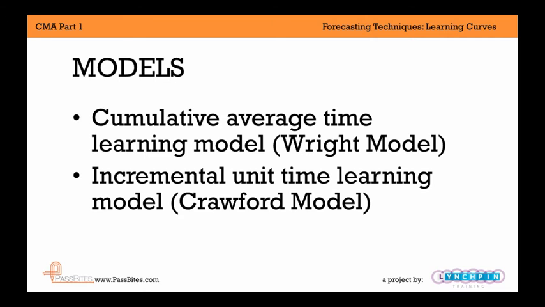One is a cumulative average time learning model. This model is used when we are having a mass production, when we are making identical units. And the relevant information required for management is a total average reduction in the time of all the units in a batch. The other model is incremental unit time learning model, which is suitable when we are required to have information about every next unit, how much time it would take, and it is usually suitable for a job order.